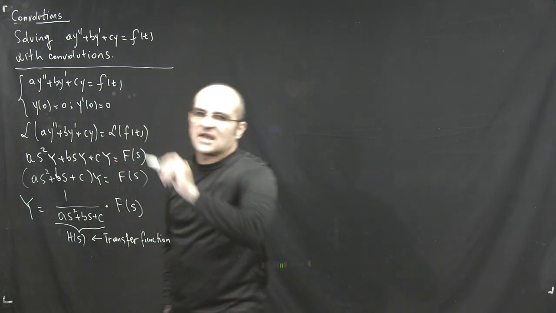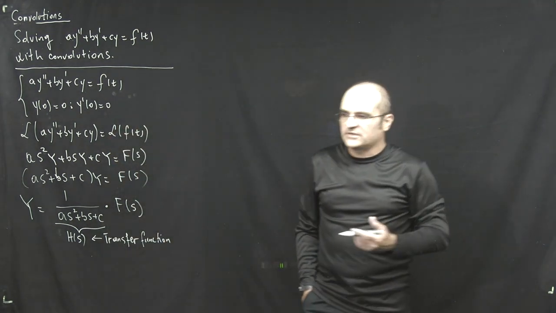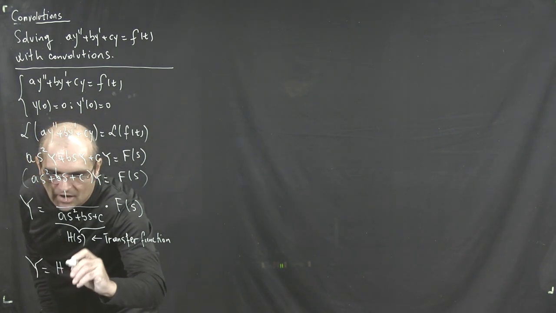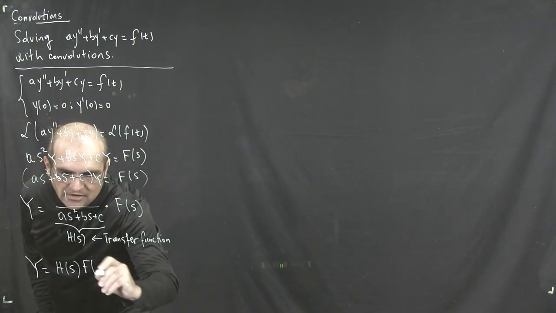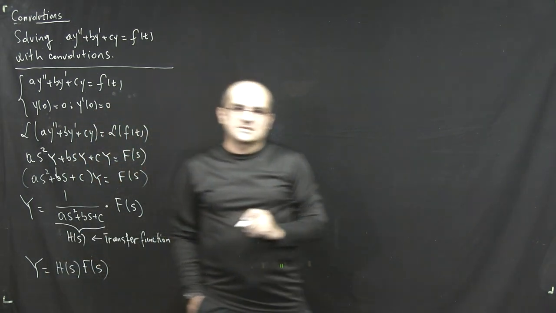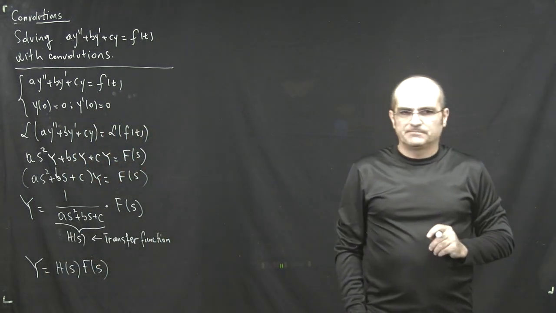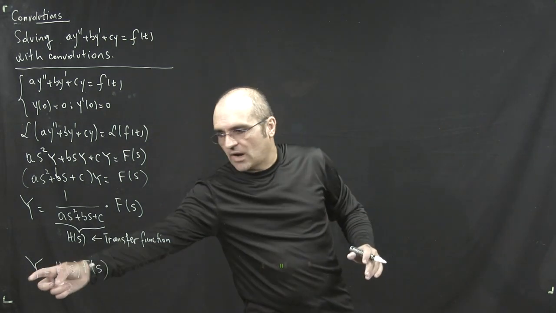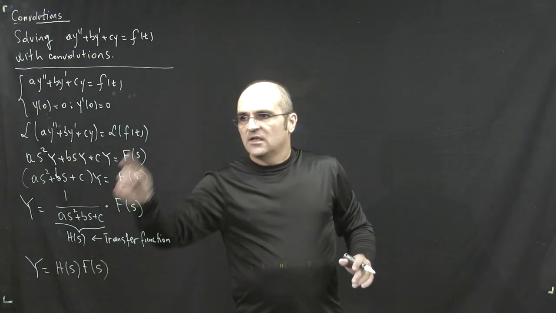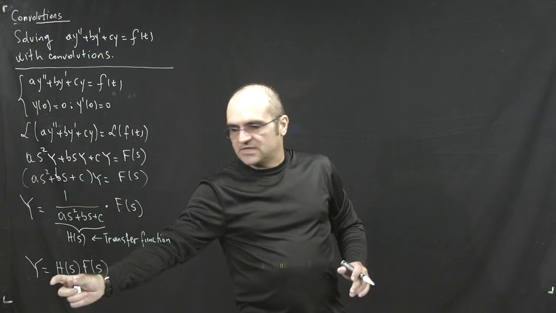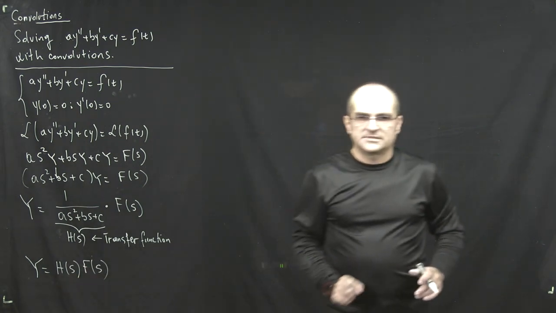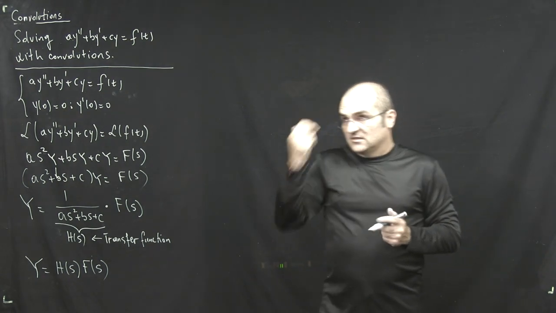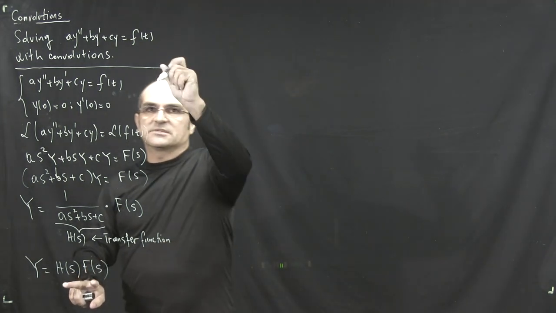Now, when you have another function f of t instead of delta of t, as it turns out, big Y ends up being just the product of the transfer function and the Laplace of f of t. Very standard format, right? I mean, with delta of t, big Y becomes H of s. With a different function, big Y becomes H of s times F of s. So then what's the solution of the ODE?